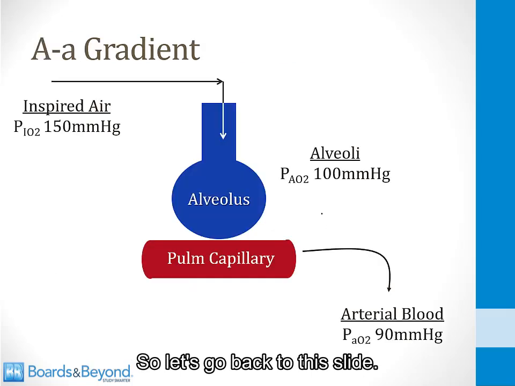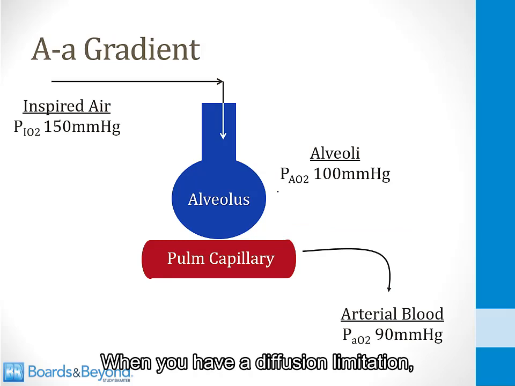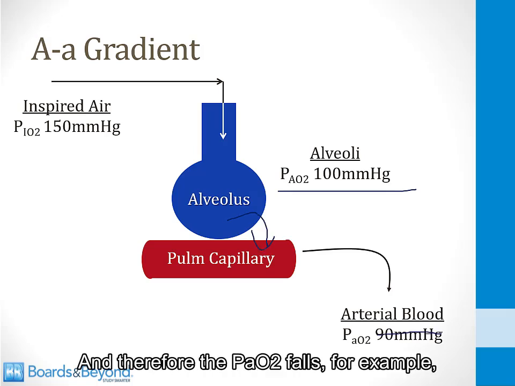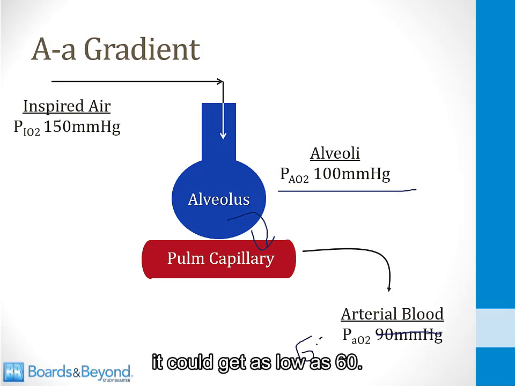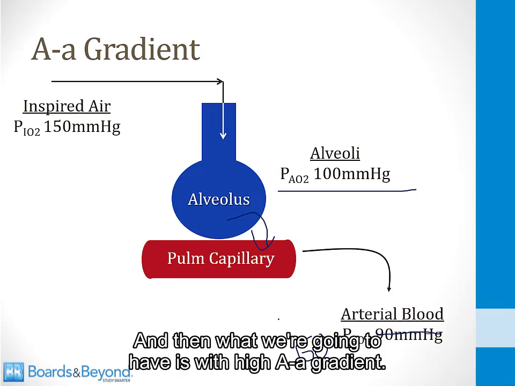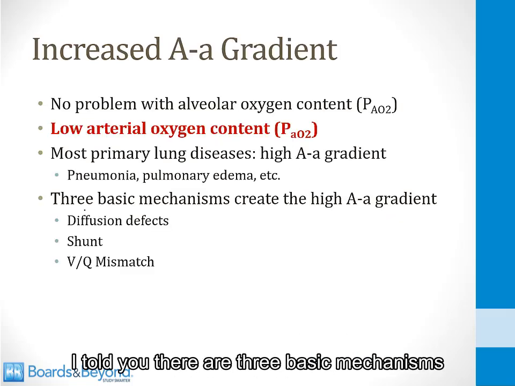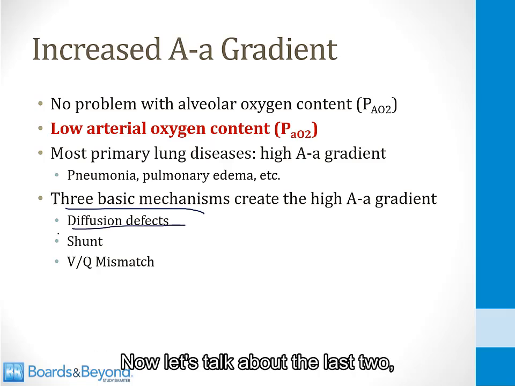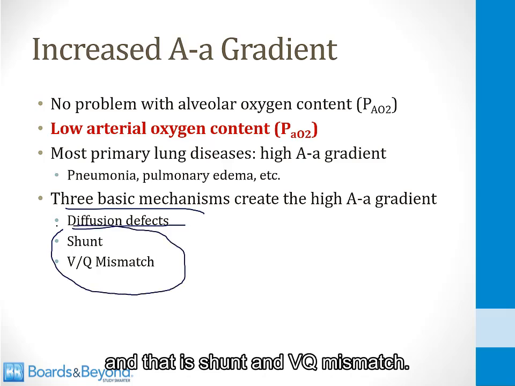So let's go back to this slide. When you have a diffusion limitation, the PAO2 is not reduced, but the problem is that oxygen can't make it out of the alveolus into the pulmonary capillaries, and therefore the PaO2 falls. For example, it could get as low as 60, and then what we're going to have is hypoxemia with a high AA gradient. So back to this slide, I told you there are three basic mechanisms that cause hypoxemia with a high AA gradient. We just talked about diffusion defects. Now let's talk about the last two, which are closely related, and that is shunt and VQ mismatch.